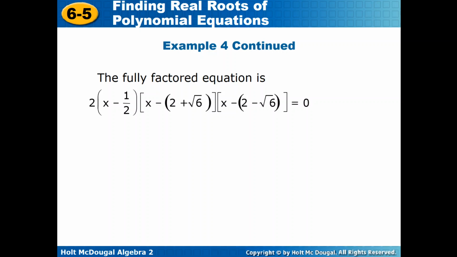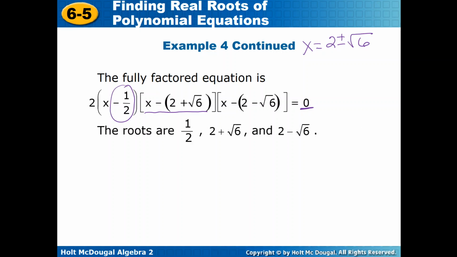So the fully factored equation is 2 times x minus 1/2 times, now notice when it said x equals, on the other page we had x equals 2 plus or minus square root of 6. Remember, now that we know that, we have to set it back into our factored form, x minus 2 plus square root of 6 and x minus 2 minus square root of 6, because all of that has to equal 0, just like we did with our 1/2.